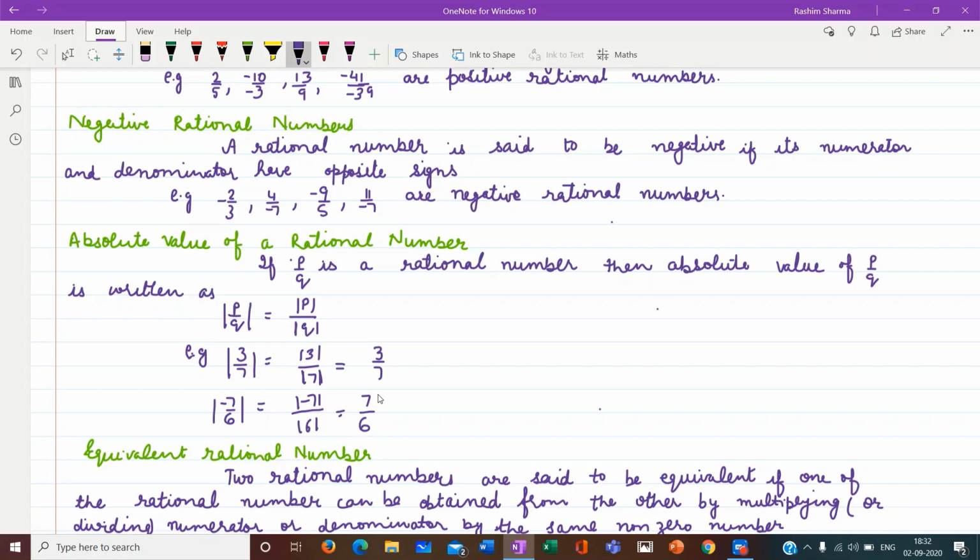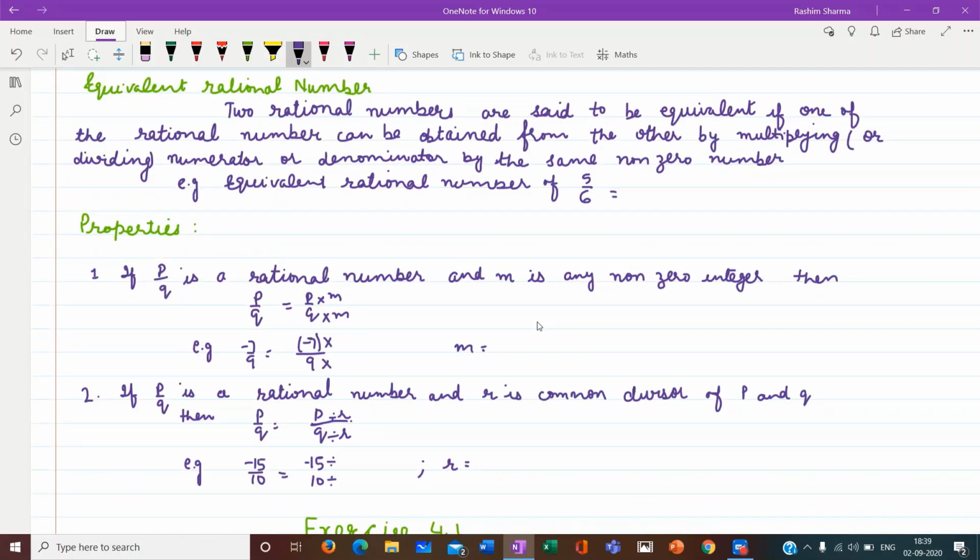Next we have equivalent rational numbers. Two rational numbers are said to be equivalent if one of the rational numbers can be obtained from the other by multiplying or dividing the numerator and denominator by the same non-zero number. It means if we either multiply or divide both the numerator and the denominator by the same number, the result that we get will be an equivalent rational number to the given number.